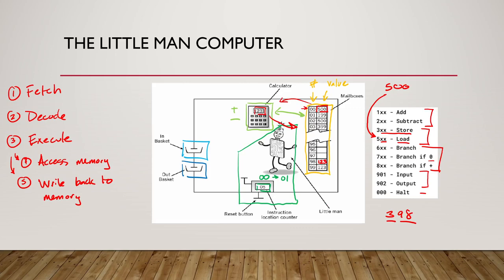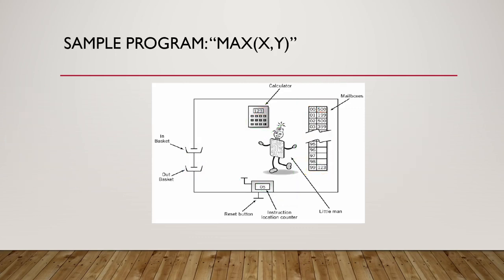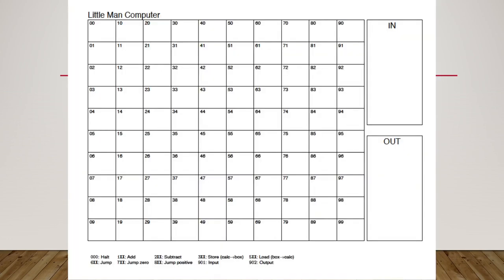So here's how this might operate. Let's take a look at a sample program. Let's say I'm trying to find the maximum value between two values that are put in my input, an X and a Y. I'm going to change our perspective just a little bit. This is a little worksheet for the little man computer that gives me a bit more room to work with in the mailboxes. So we can actually write out a program.